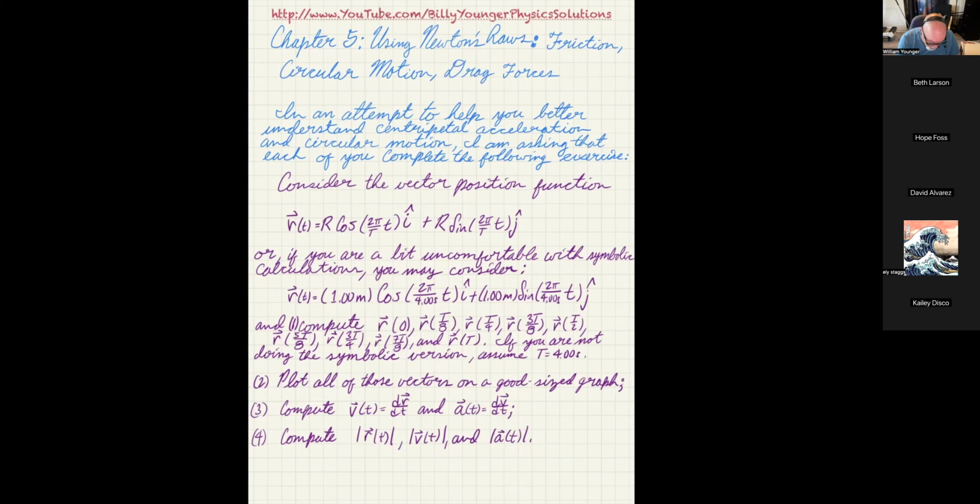And then for part 3, I'm going to ask you to compute v of t, which is the derivative of r of t with respect to time, and a of t, which is the derivative of the velocity with respect to time. So in other words, you're going to take a derivative of this r of t function, and that'll give you the velocity, and then you're going to take a derivative of that v of t function, and that'll give you acceleration. And then in part 4, I ask you to compute the magnitude of r of t, the magnitude of v of t, and the magnitude of a of t. So that's giving you an idea.